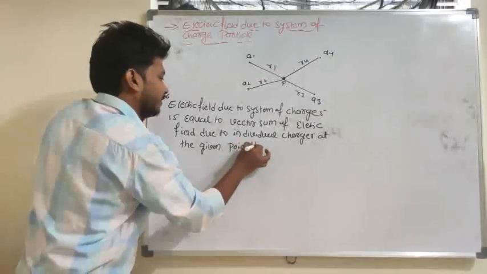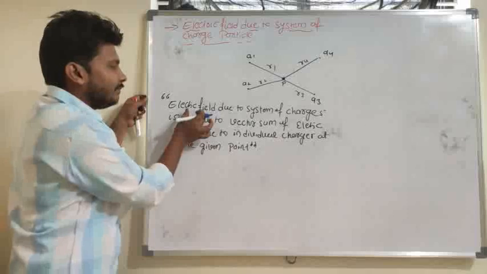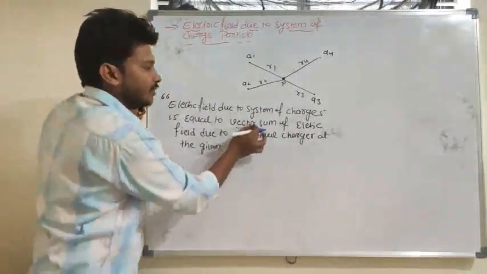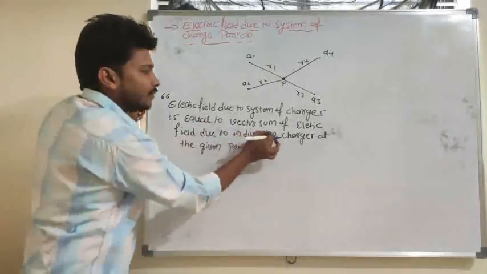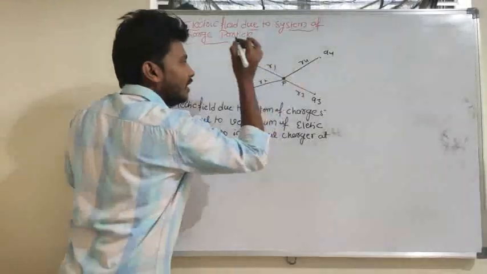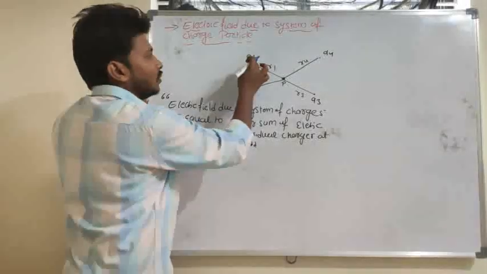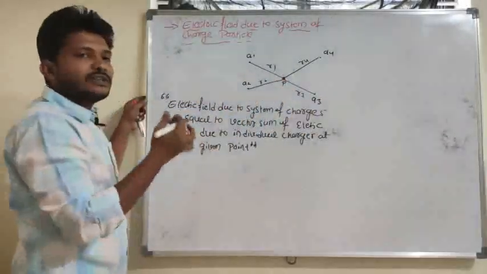So look here, what is the electric field due to a system of charged particles? It is equal to the vector sum of all the electric fields due to individual charges at the given point. For example, I need to find the total field at point P. So the total field at point P is due to the individual charges here.